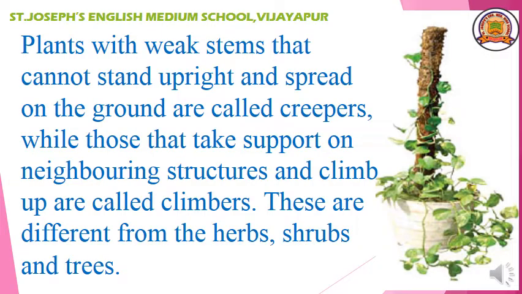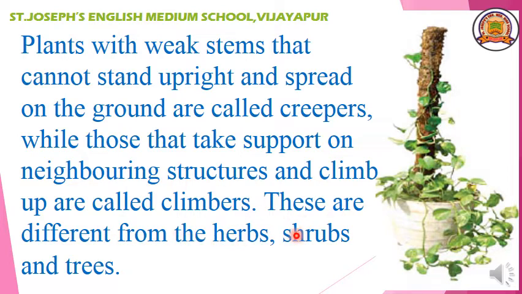Now let us discuss the next type of plant which has a very weak stem and is called a climber. Plants with weak stems that cannot stand upright and spread on the ground are called creepers, while those that take support on the neighboring structure and climb up are called climbers. These are different from herbs, shrubs and trees. Till now we discussed herbs, shrubs and trees and their characteristics. Now we are going to know about creepers and climbers.